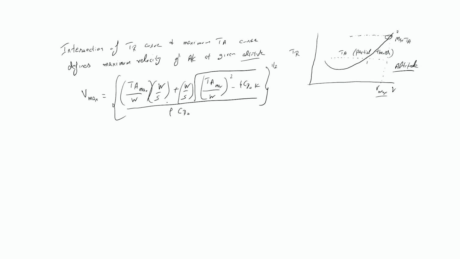It may appear to you that if instead of the plus sign we write a minus sign over here, then we'll get the minimum velocity. But that is not the case. Minimum velocity, remember, was governed by the stalling velocity. Minimum velocity is stalling speed.